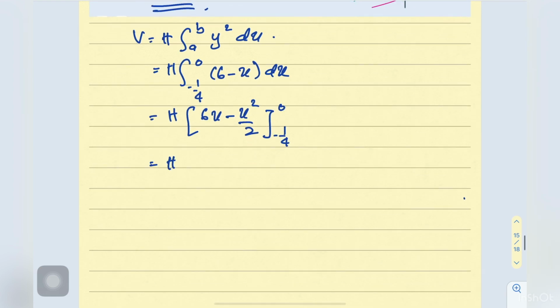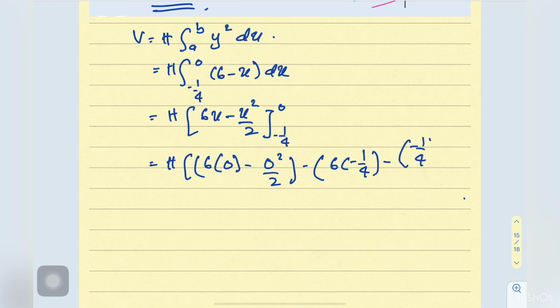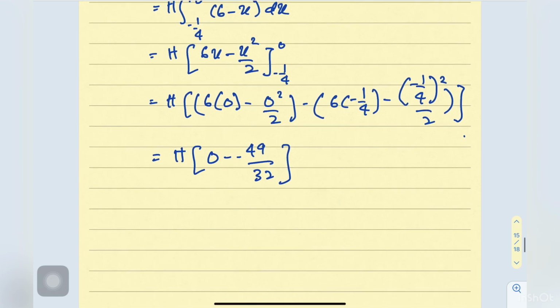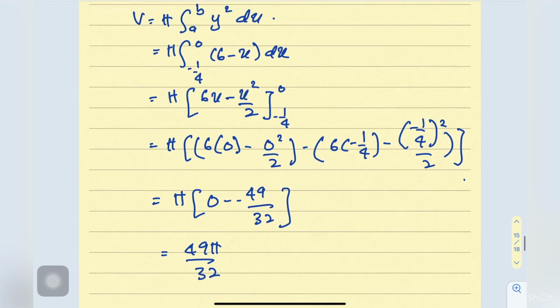So this is pi times: upper limit 0, 6 times 0 minus 0 squared over 2, minus 6 times negative 1 over 4 minus (negative 1 over 4) squared over 2. So this is pi times 0 minus negative 49 over 32. So the final answer is 49 pi over 32 unit cube.